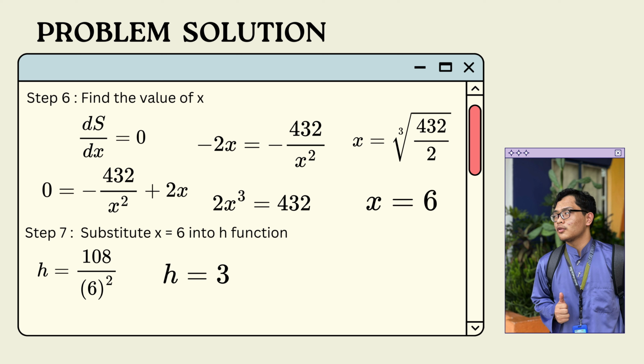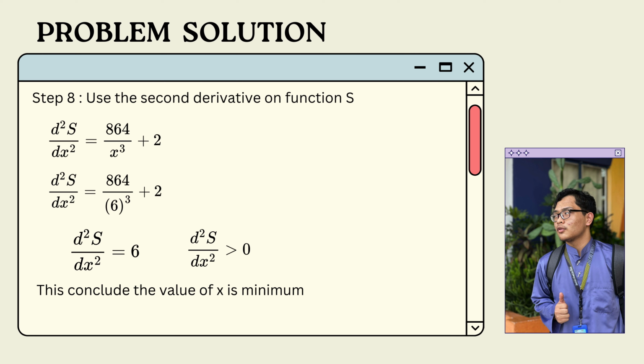Take note that we have only found the dimensions of the box without knowing whether the values are maximum or minimum. So this step is crucial to determine whether the values we got earlier are maximum or minimum. We need to use the second derivative of the function S and substitute the value of x that we have already got earlier, which is 6. Actually, at this step we want to test the value of x. That's why we substitute 6 into the second derivative of S.